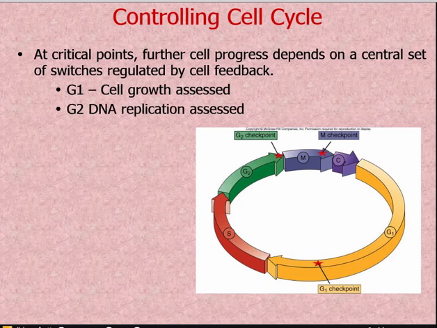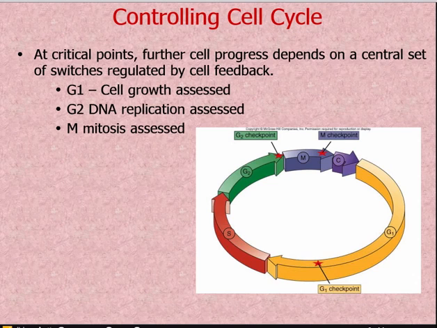At G2, the DNA replication is assessed. Did it copy its DNA properly? Are there mutations? Is it safe to continue on? If it's not safe to continue on, the cell actually stops itself from dividing, makes repairs, and then checks to see if it can continue.